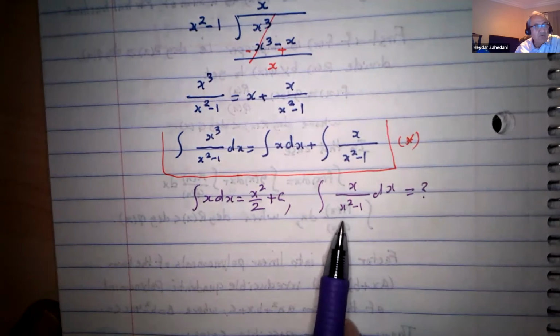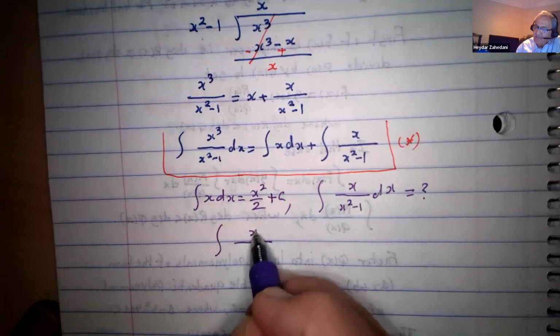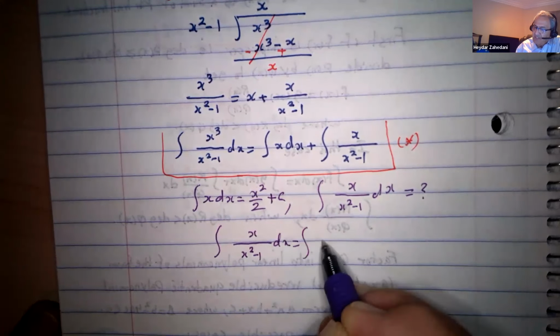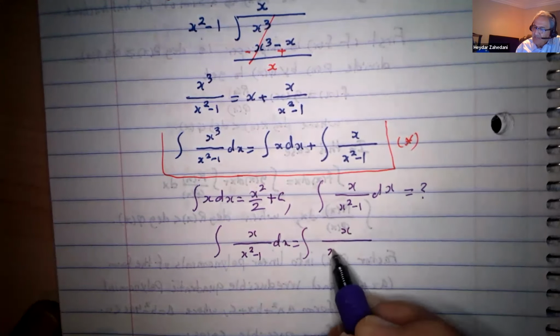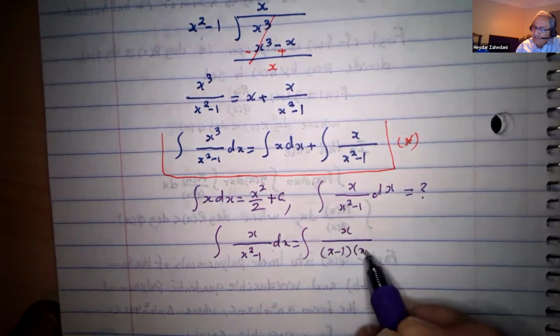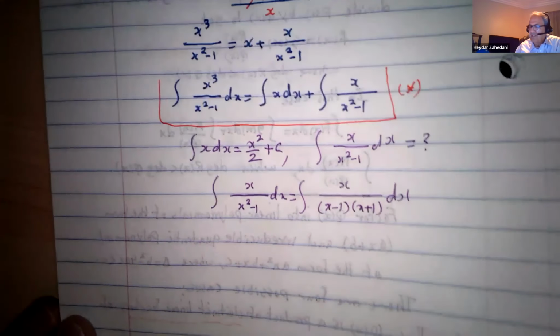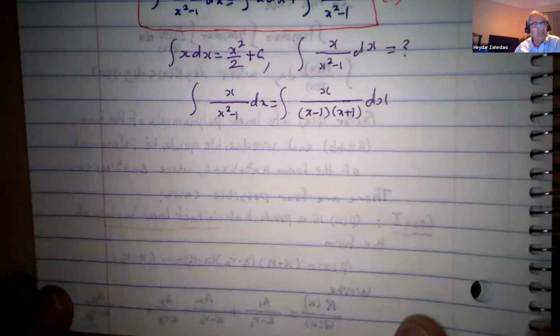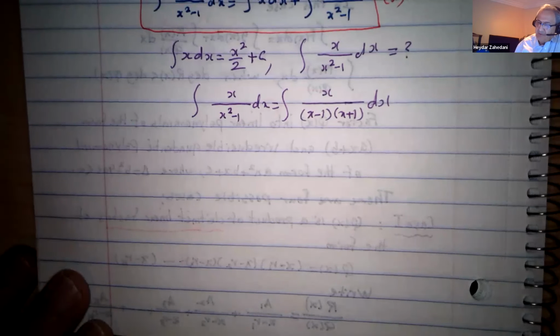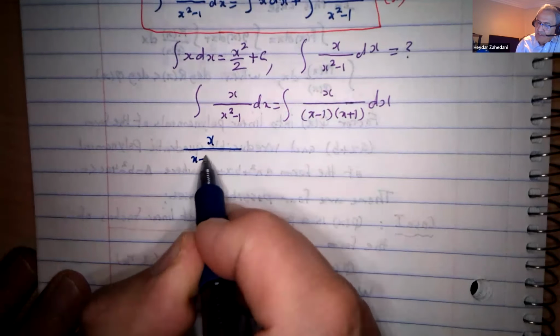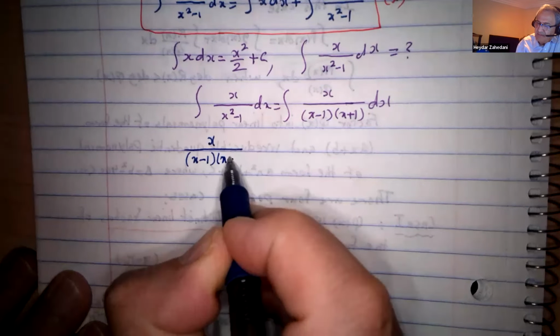So now what we can do is break it up. We want to find the integral of x over x squared minus 1. As you can see, we can factor it into x minus 1 and x plus 1, dx. So you have to write that into partial fractions as we talked about. The procedure is: this is x, and this is x minus 1 times x plus 1.